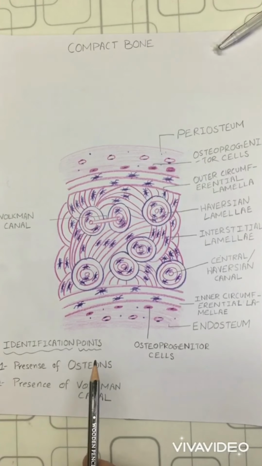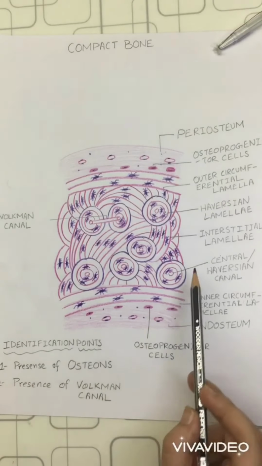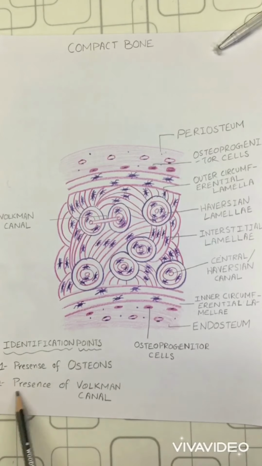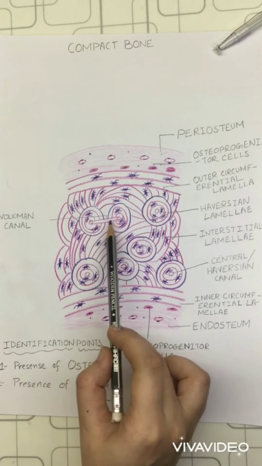So what are the identification points of the compact bone? The identification points of the compact bone are the presence of osteons and the presence of Volkmann canals. This is the Volkmann canal.